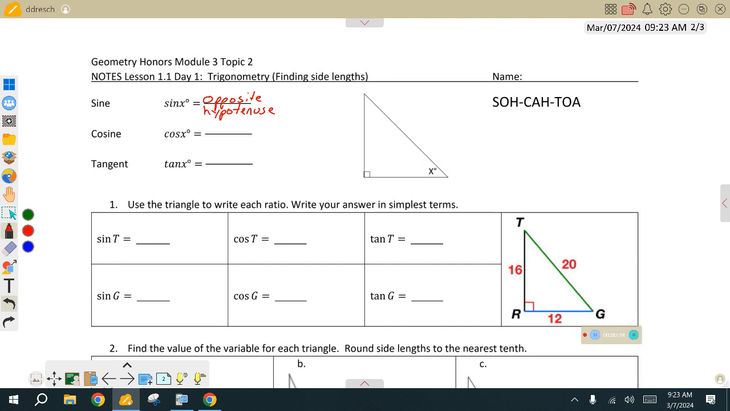Okay, so let's go label those sides. You just told me opposite over hypotenuse. Go label out opposite and hypotenuse in that triangle then. You're standing at an x. That's that reference angle we had talked about yesterday. So where's the opposite at? I got three sides up here. Which of these three numbers is my opposite side?